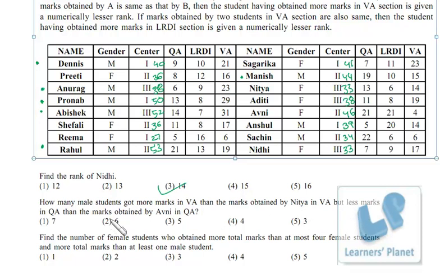Now we have to see in QA the marks obtained, less marks obtained than Avni, that means less than Avni. Avni in QA is 21, so let's see, less than 21. Yes, Dennis is there, then Anurag, Pranab, Abhishek, Rahul is excluded.